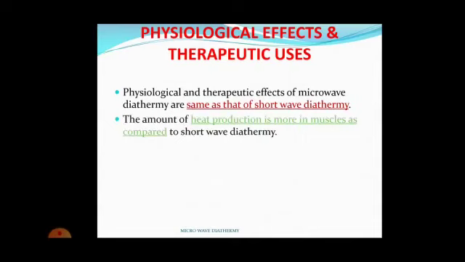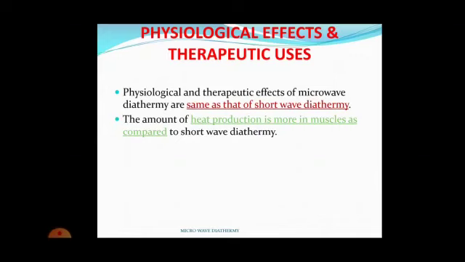The amount of heat production is more in muscles as compared to shortwave diathermy. So we can say that if we want to treat the muscle, microwave diathermy will be a better option as compared to shortwave diathermy. Okay, this is as per understanding.